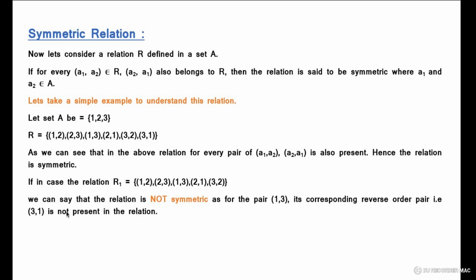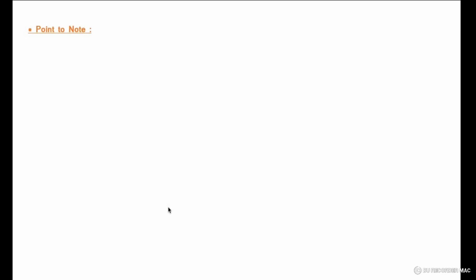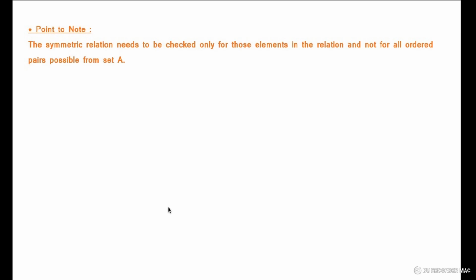So you looked into an example where the relation was symmetric, and you also took an example where the relation is not symmetric. There is also a point to note. The symmetric relation needs to be checked only for those elements in the relation and not for all ordered pairs possible from set A. You need to check only for (A1, A2) within the relation. You don't have to go outside the relation and check.